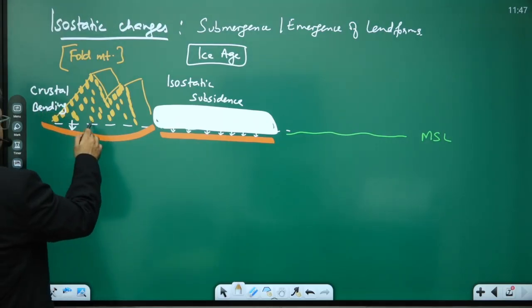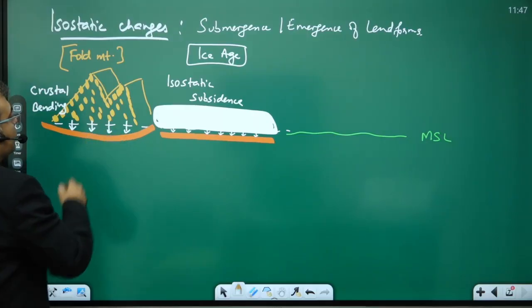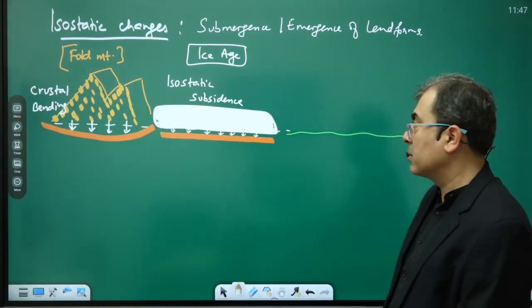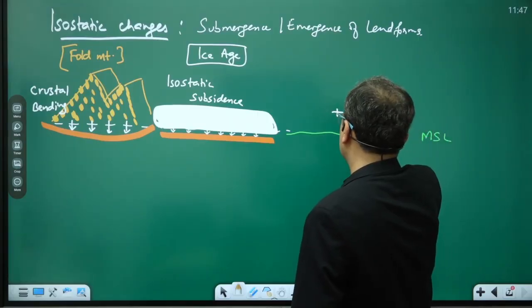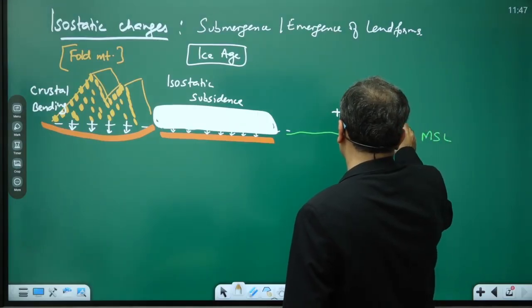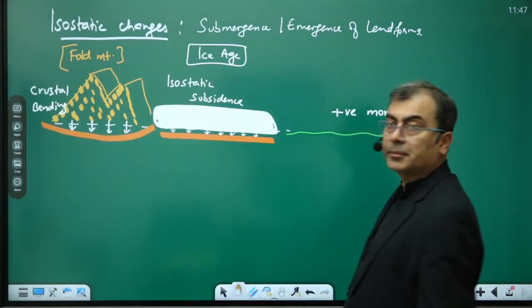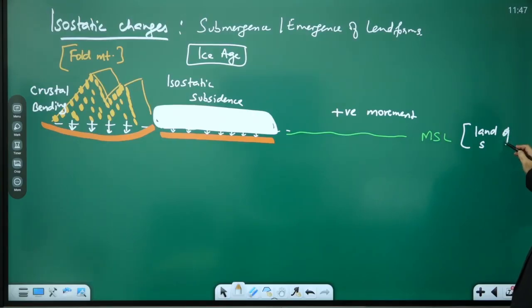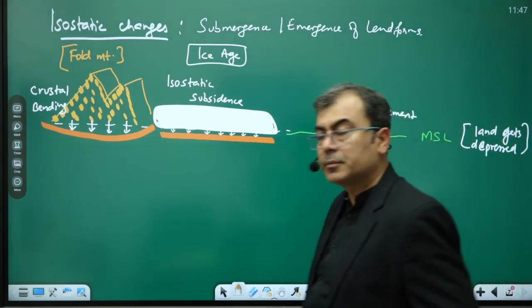Again, have I given you real examples? Real examples. What is happening? Positive movement. Land gets depressed. True or not?